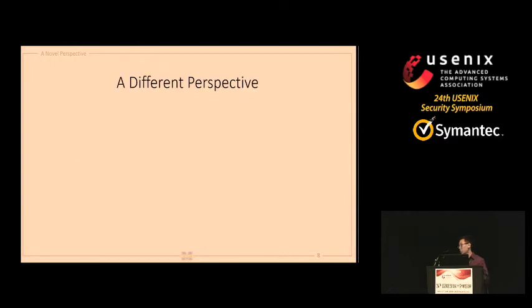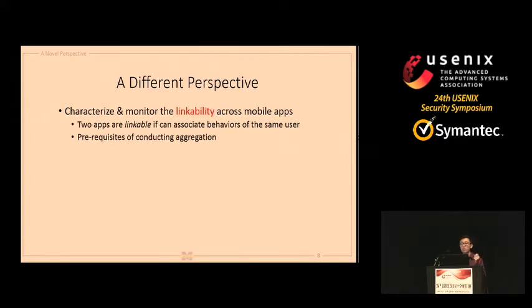Here, we take a different approach. Our approach can actually be implemented and enforced purely on the client side. The basic idea is to characterize and monitor the linkability across mobile applications. We say two apps are linkable if they can associate behaviors of the same user.